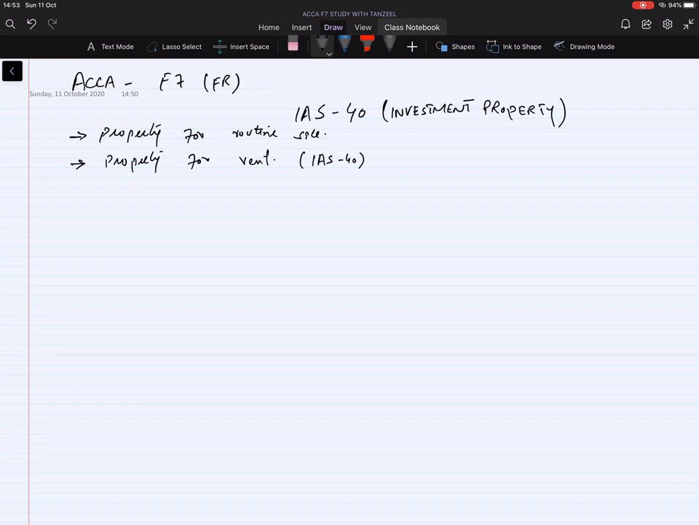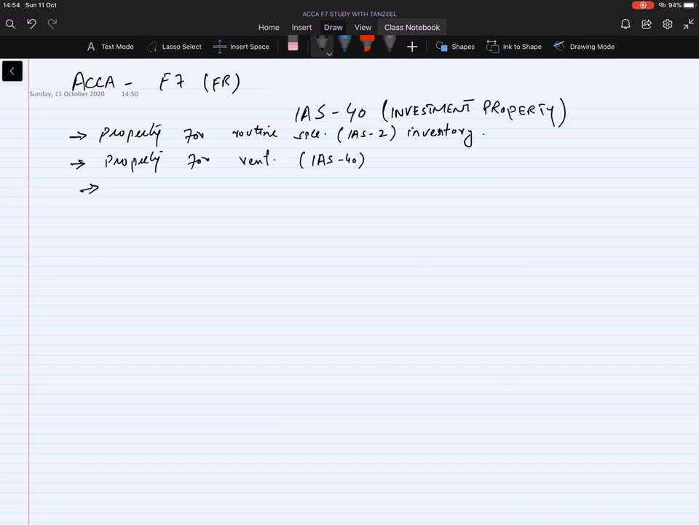But if this is your ordinary course of business, that you buy property and sell it, then it means it is your ordinary course of business. Then you will apply IAS 2 inventory, because in this way you will consider this as your inventory. But if you buy property and you give this property to earn rent, then you apply IAS 40 in this.